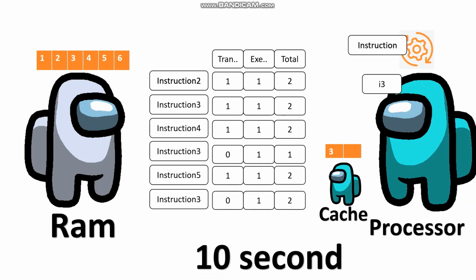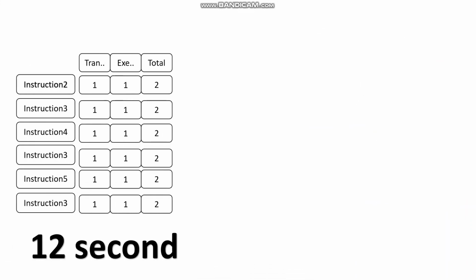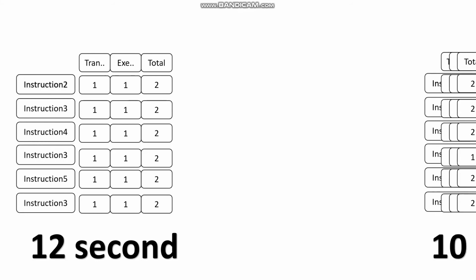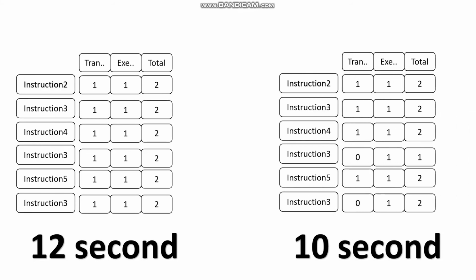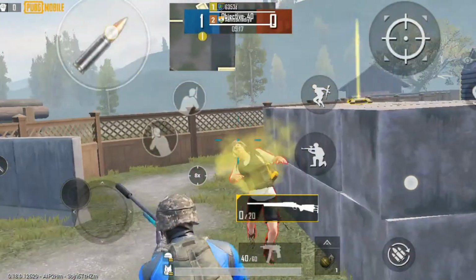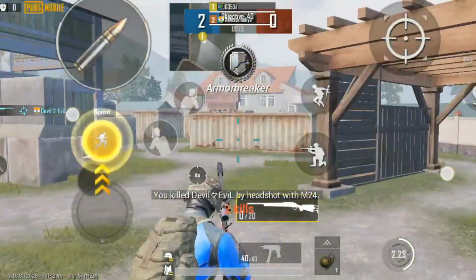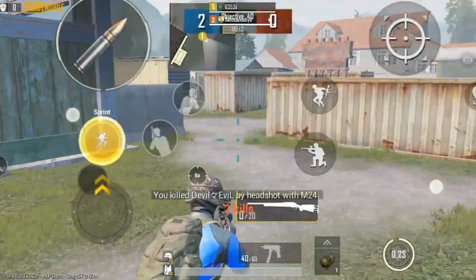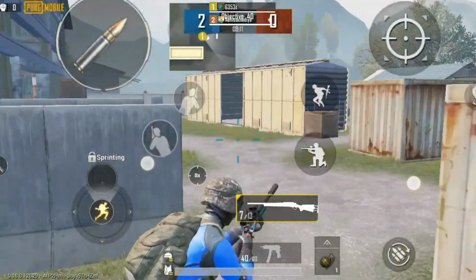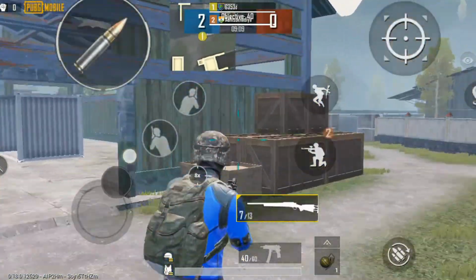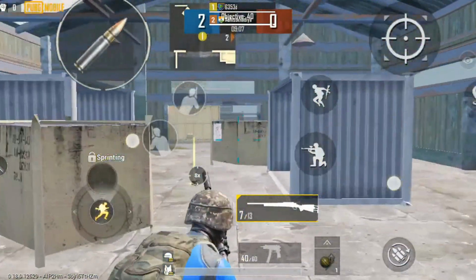So now with the help of cache memory, these 6 instructions which earlier required 12 seconds will now be completed in just 10 seconds. So imagine when you are running an application which has thousands of instructions, how much time is saved with the help of cache memory. And also this memory comes in different types, but that's a topic for another video.